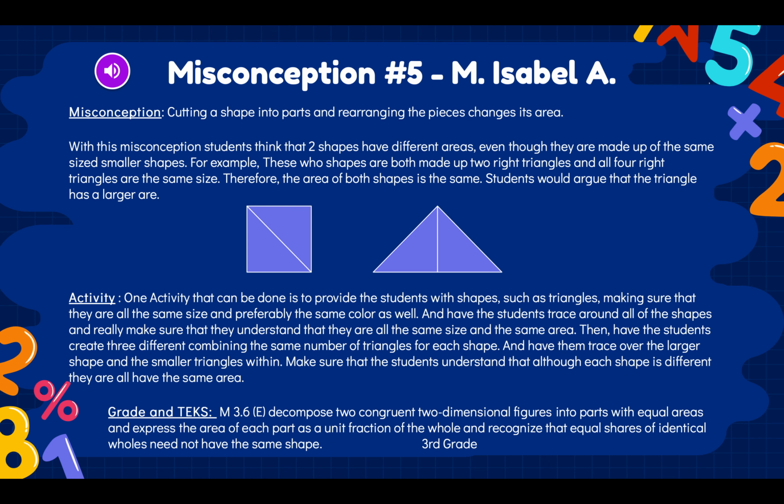So an activity that I would use is to have the students use small shapes that are the same size and same color, just to take away the confusion of the colors, and they would use those shapes to form their own three different shapes and then trace over them, and then have the students just really understand that they were formed with the same shapes, and even though they're different, they still have the same area.